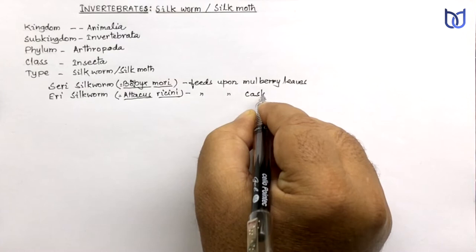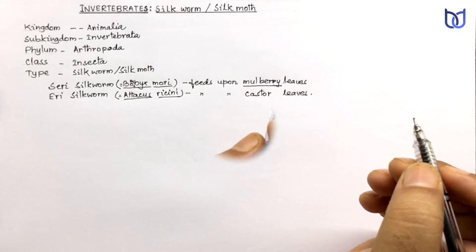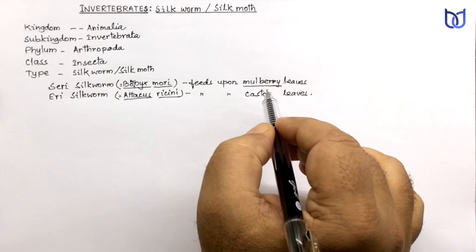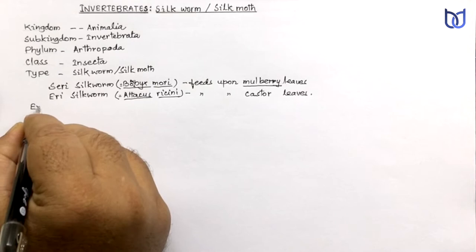Mulberry plants are perennial, small, bushy plants. So the farmer engaged in sericulture must have mulberry plants in his garden. Let us talk about external structure of silkworm.